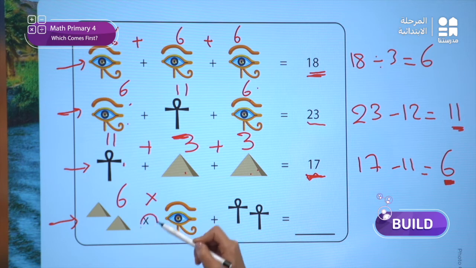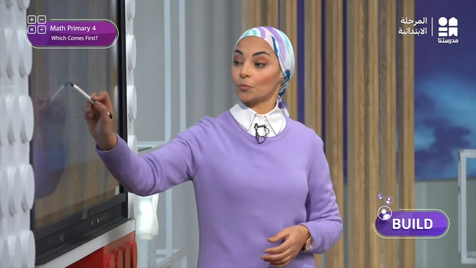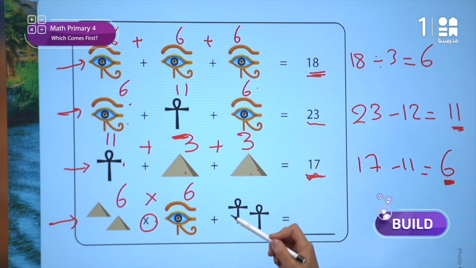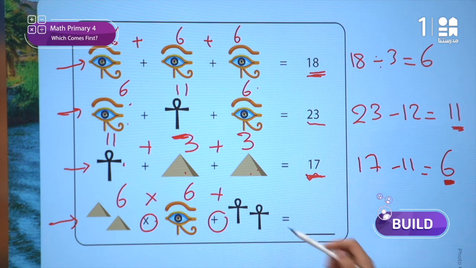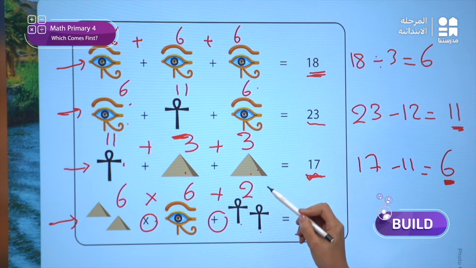Times, take care of the sign. Here we have times. Times what? The eye of Horus is 6. So I'll put here 6. Okay, and here my sign is plus. Plus what? Plus the 2 ank. So 1 ank, the value of it 11. So 2 ank, the value of them 22. 11 plus 11 equals 22.